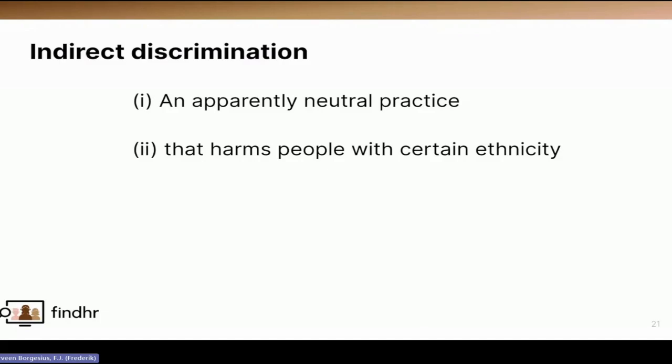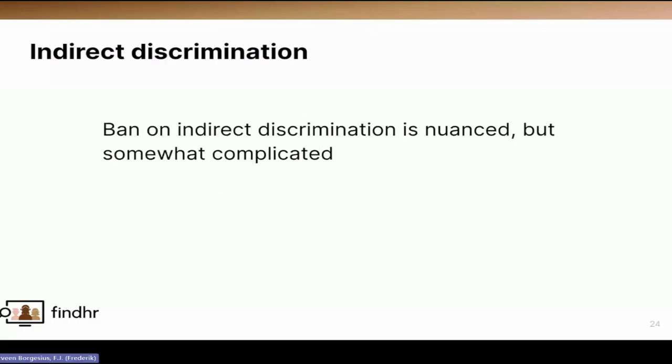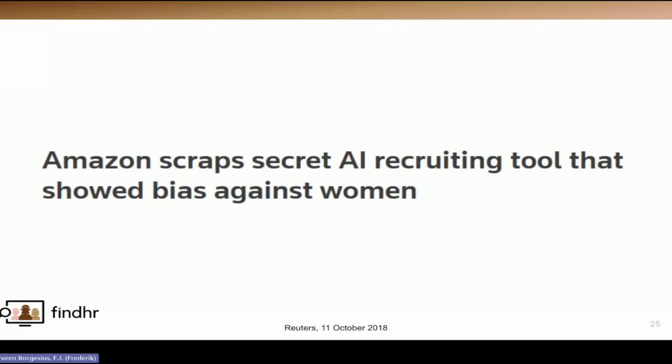So indirect discrimination is a practice that looks neutral at first glance, but in the end, it has the result that it harms people with a certain ethnicity, or gender, or religion, or handicap, etc. But let's keep it with ethnicity for now. This is also prohibited, but there's a nuanced exception, namely, and now it's getting very legalese, if the apparently neutral practice has a legitimate aim and is a proportionate way of trying to reach that aim, then it is not banned after all. I know this is complicated and vague, but I'll apply it to an example in a bit, and hopefully it becomes a bit clearer. So, as I said, nuanced, but a bit complicated. I'll first give a few examples of how that could play a role in practice.